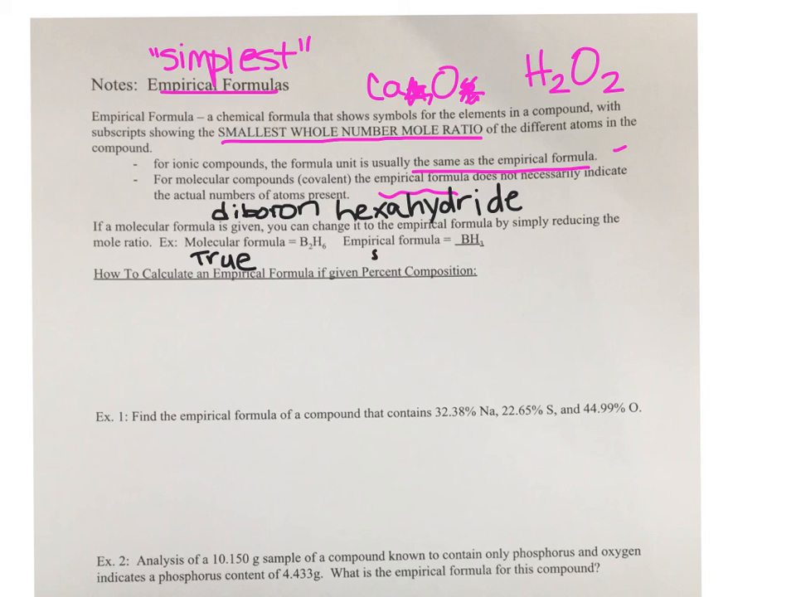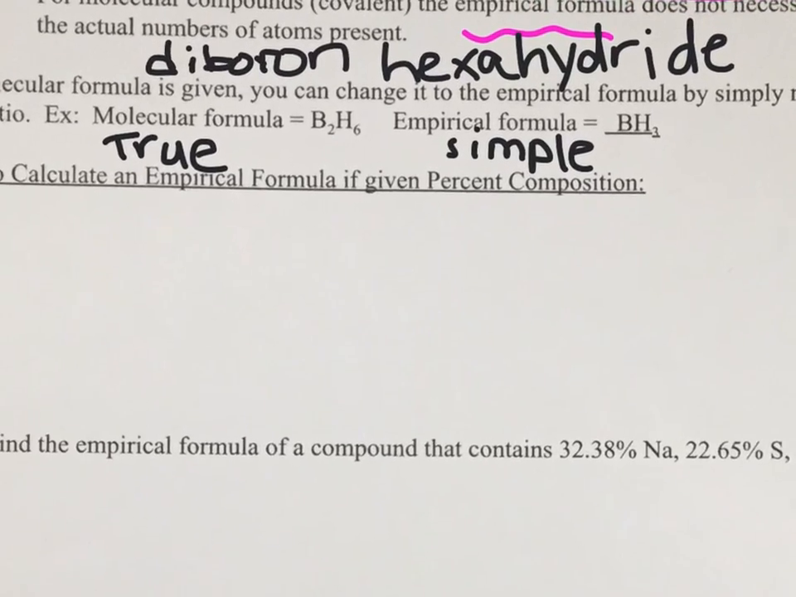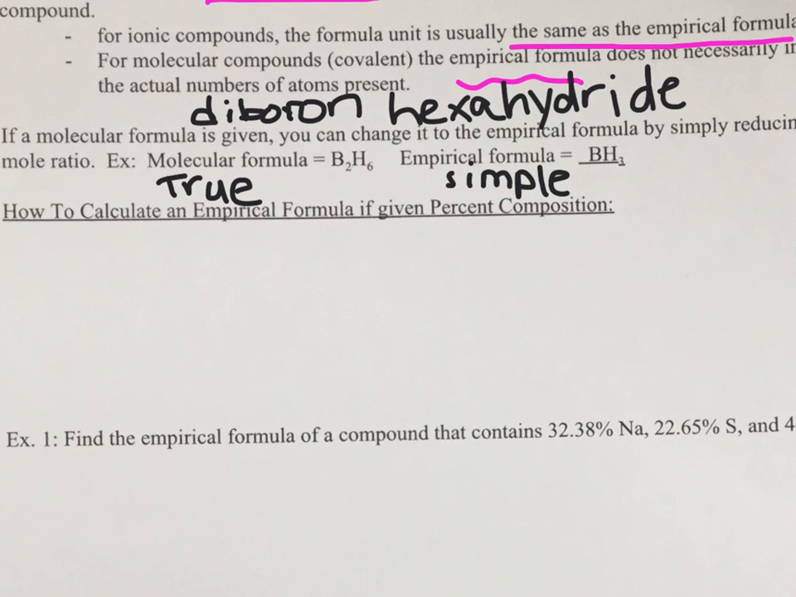And then empirical formulas are the ones that we call simple. Okay, the simple formula, meaning the simplified one. As you can see, B2H6 got reduced down to BH3. Do you see that? They divided it both by 2, right? You guys see that? Okay, cool. So that right there is the simplest question that you'll get on the test, where I give you crazy molecular formulas and say, what is the empirical formula? You just reduce them. Okay?